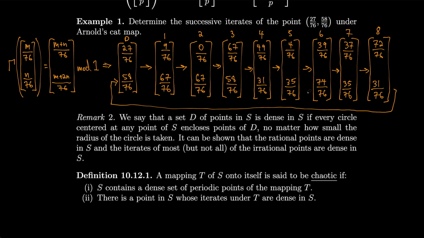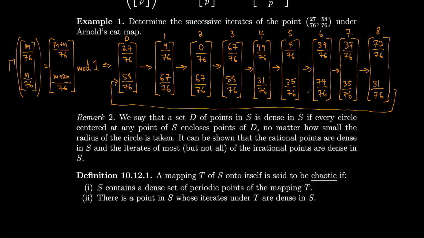We say that a set D of points in S is dense in S if every circle centered at any point of S encloses points of D, no matter how small the radius of the circle is taken. It can be shown that the rational points are dense in S, and the iterates of most, but not all, of the irrational points are dense in S.